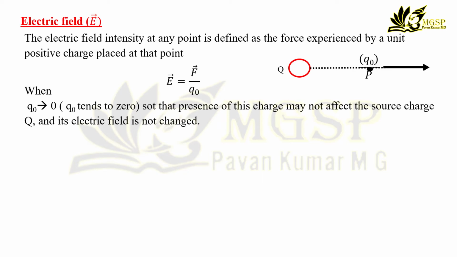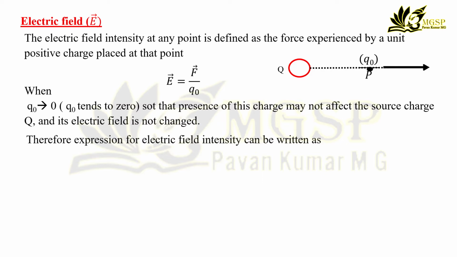When Q naught tends to 0, the presence of this charge does not affect the source charge, meaning the presence of the unit charge will not affect the source charge Q. Its electric field is not changed. Therefore, the expression for the electric field intensity can be written with the limit: E equals limit Q naught tends to 0 of F by Q naught.